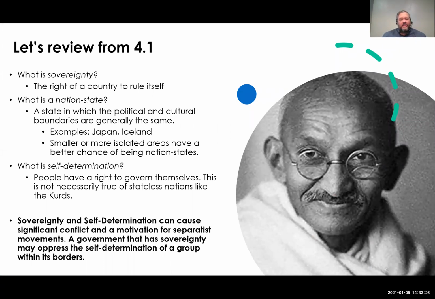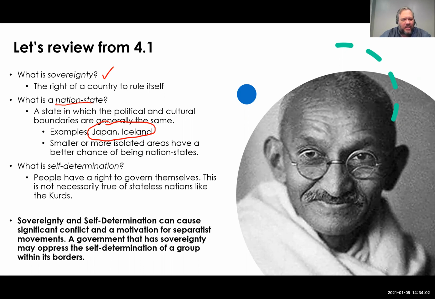So sovereignty. Remember, sovereignty is the right of a country to rule itself, so the U.S. can do what it wants. It can't be told by another country what it has to do or what it's not allowed to do. Sovereignty applies to our country as well as most other countries. A nation state, we've already talked about that. A state in which the political and cultural boundaries are generally the same. Remember, these are the two examples to keep in the back of your head, because those are the examples that would show up on a test.